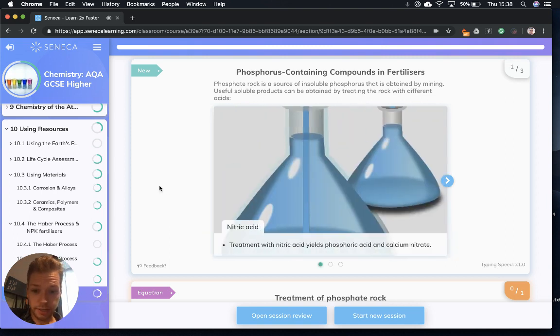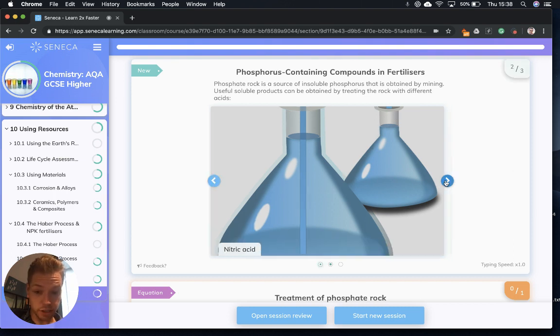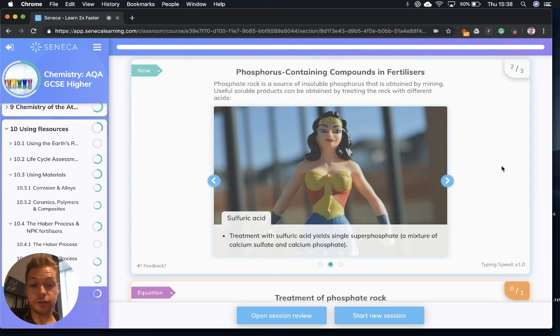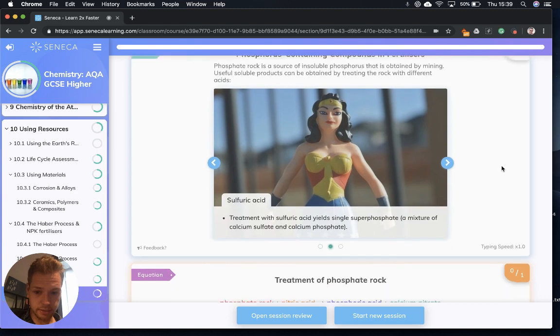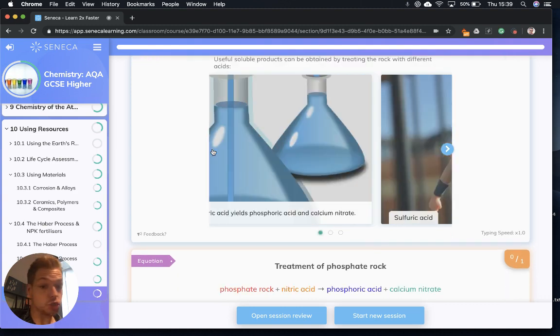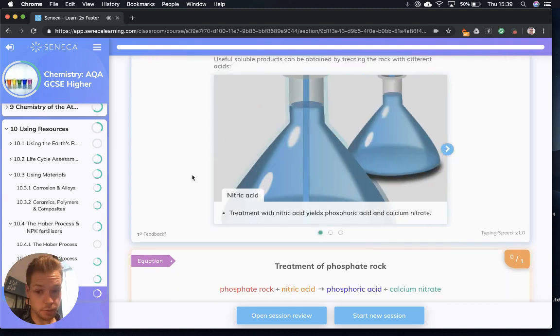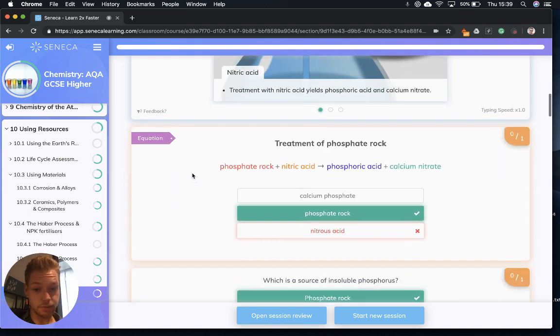Just going to run through that again. So if we want to get phosphoric acid and calcium nitrate, we use nitric acid. So nitric acid gives us phosphoric acid and calcium nitrate. Whereas if we use sulfuric acid, we get a single superphosphate, okay? So sulfuric acid, superphosphate, nice, they both start with S. Nitric acid gives us phosphoric acid and calcium nitrate.